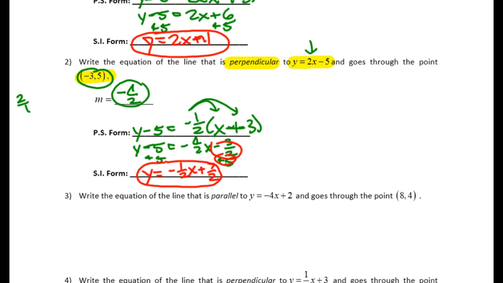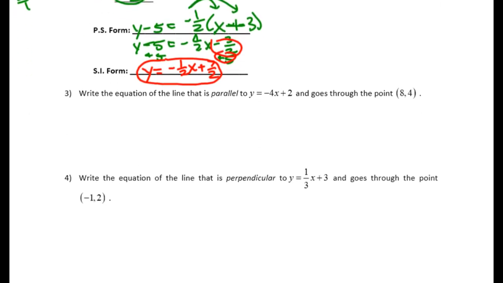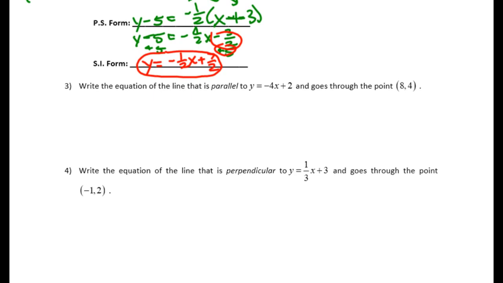Okay, so as you can see, nothing is new. It's still point-slope and changing it. The only new thing you're thinking about is parallel means the same slope, perpendicular means opposite reciprocal slope. Okay, so I want you to pause the podcast, try numbers 3 and 4 now, and then when you have those done, play the podcast again to check your answers. Alright?